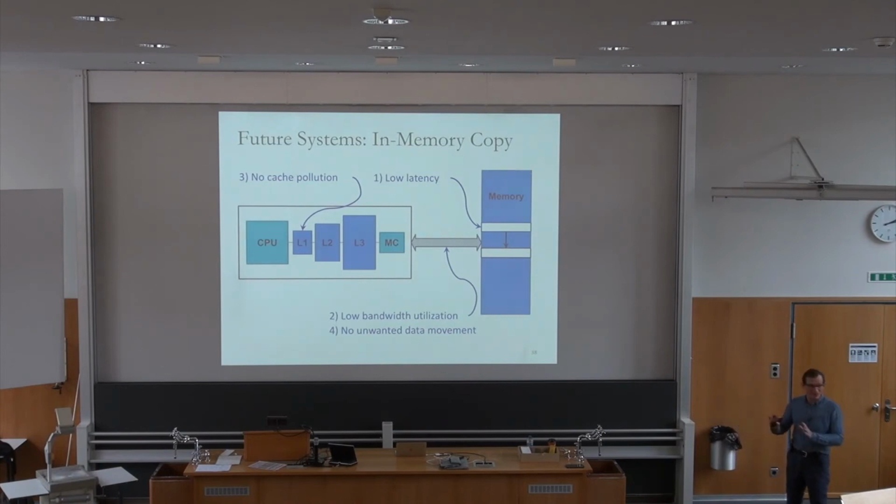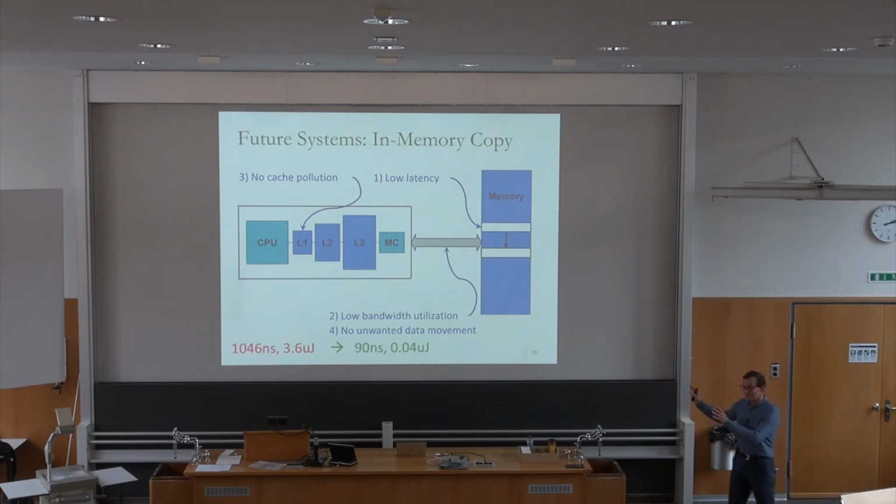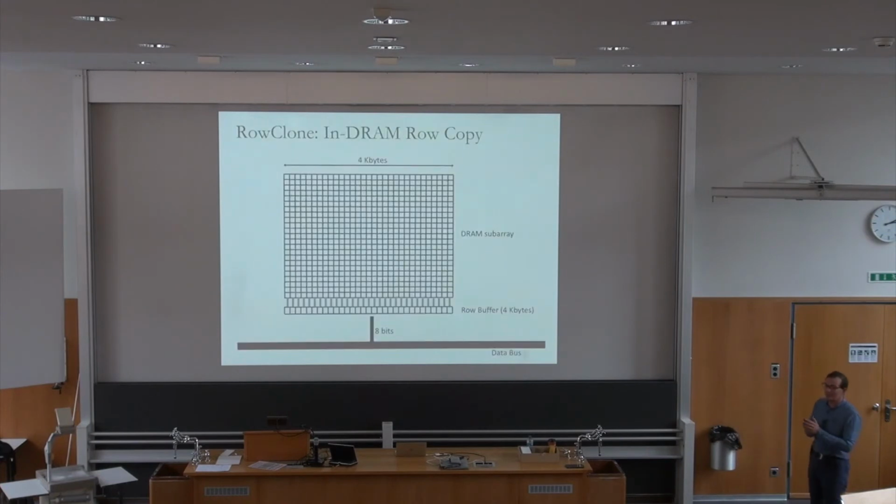Now, do you do it always? That's a different question. But today, we don't even have the option to do it completely in memory without disturbing anything else in the system. So I'm going to show you an example where we can reduce this 1,046 nanoseconds to 90 nanoseconds. Even this is not the best case. If you optimize it, you could go down to 70 in this technology. And this 3.6 microjoules to 0.04 microjoules. And the idea is going to be very simple.